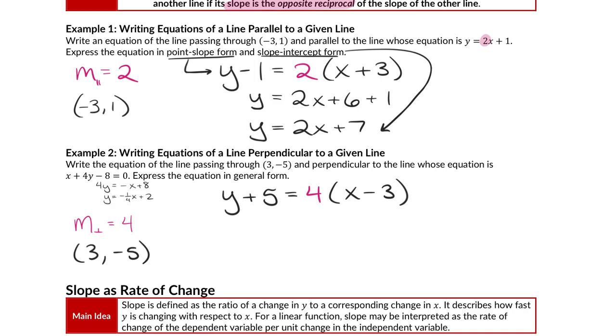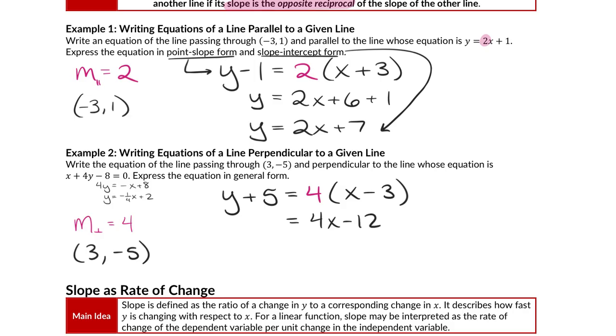This one does not ask for point slope, but we always start there. It asks for it in general form. General form means all of the letters are on the same side and numbers, and it's equal to 0. So to start that off, I definitely need to distribute. This is 4x minus 12.